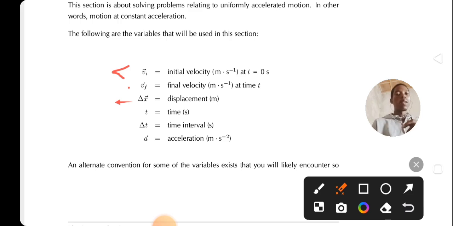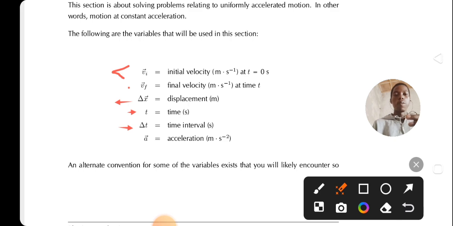And we will also have time. Time has a unit of second. And we also have dt, that means change in time. Delta t, change in time or time interval, is the difference between the initial and the final time. It also has a unit of second.